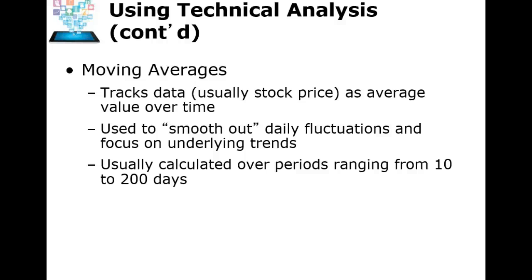And to calculate a resistance and support, what we need is moving averages that track the data over time and smooth out the price volatility. So if we have a 10-day moving average or 50-day or 100-day moving average, it's exactly as it sounds. You take 50 days' worth of stock price and divide by 50, and you get an average for those 50 days. So the next day comes up, you take out the oldest day, add the newest day, and you have a new set of 50 days, and you find that average.